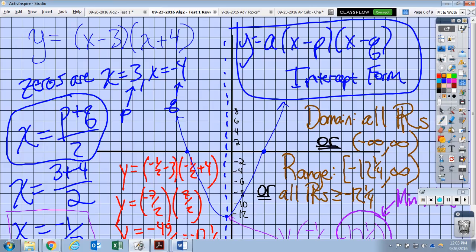So y equals (x minus 3) times (x plus 4). This is intercept form. It looks like it, right? (x minus p)(x minus q), where a is 1; if a is not written, it's understood to be 1. So the zeros would be, well, what would make this equal to 0? If x were 3 or if x were negative 4. The zeros are x equals 3 and x equals negative 4. You can just say the zeros are 3 and negative 4.